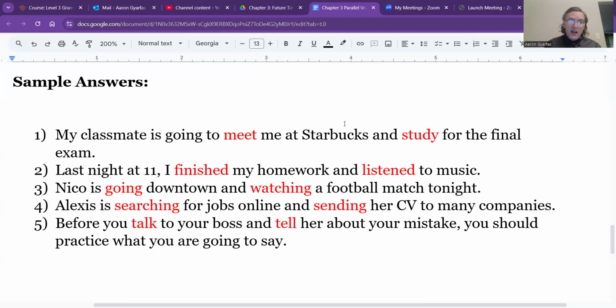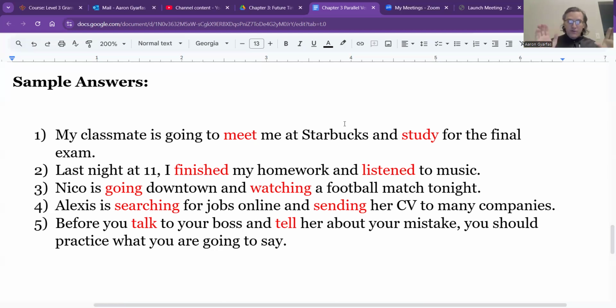And then in number 5, we have a time clause, and they both need to be the present simple form of the verb. It's after the subject you, so it'll be the base form of the verb. Before you talk to your boss, before you speak to your boss, right? And tell her about your mistake, and inform her about your mistake, you should practice what you're going to say.